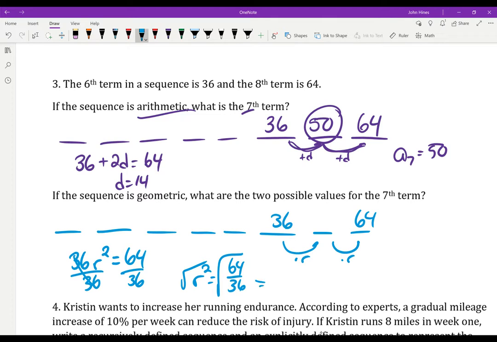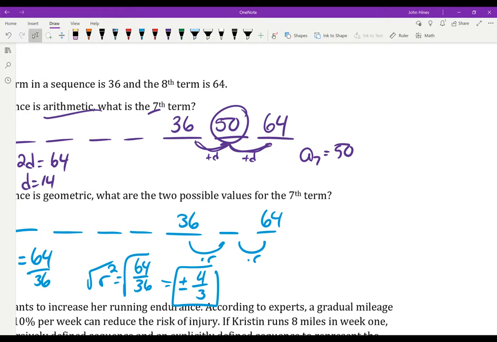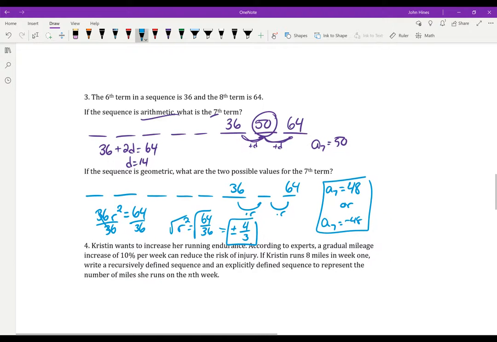And I get, wait a minute, 4/3 plus or minus. Why plus or minus? Because remember back in 9th grade, if you take the square root like that when you solve a quadratic equation, you have to include the plus or minus. So my common ratio in this case could be positive or negative. I don't know which one it is. So this could be 48 as the seventh term, or times negative 4/3 would be negative 48. So those are my two options. That common ratio of positive 4/3 or negative 4/3 will get me the jump that I need from 36 to 64. So that's a tough one.